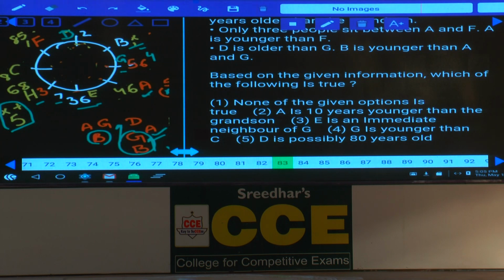Then E is an immediate neighbor of G. E and G are immediate neighbors, that is false. Then what is the answer here? And G is younger than C. G is 56 and C is the youngest among them. And D is possibly 80. Is D possibly 80, possible or not? Now this person is 85 and the next person is D. D at the second position can be 80. Hence choice 5.